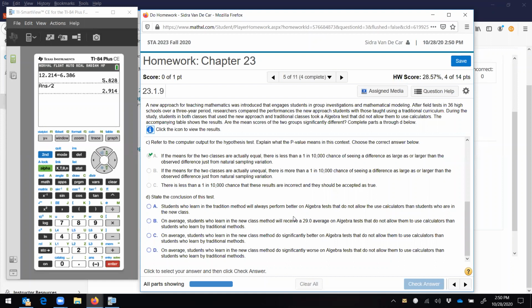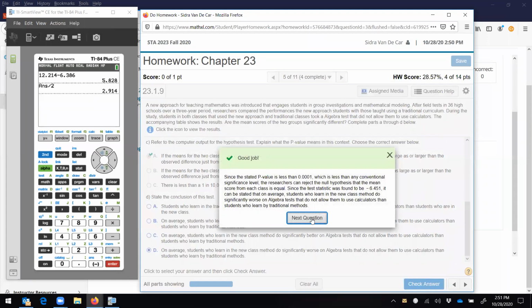It's not the mean. They're not going to get the same mean. On average, students who learn in the new class method do significantly worse on algebra tests that do not allow them to use calculators than students that use traditional methods.